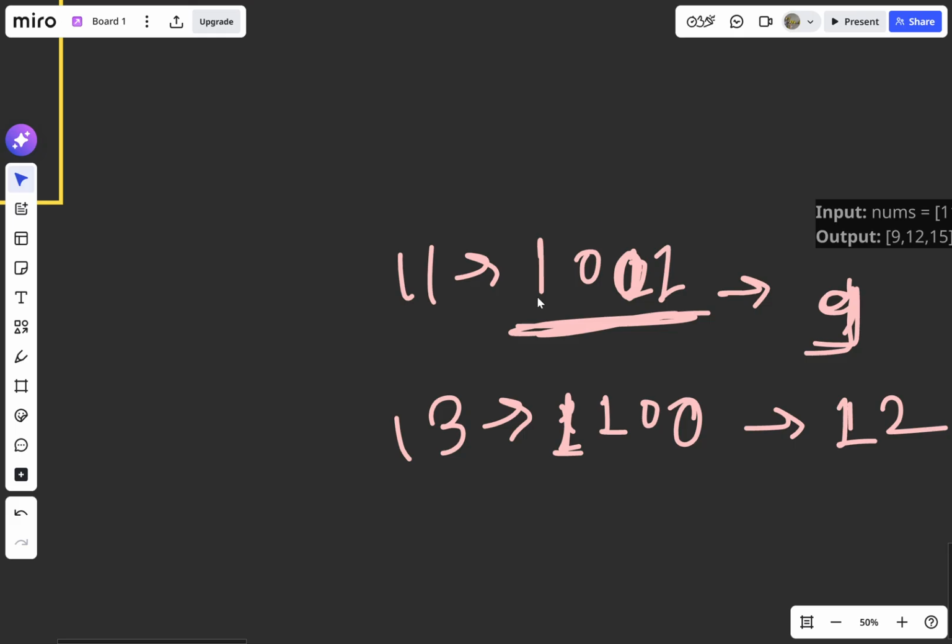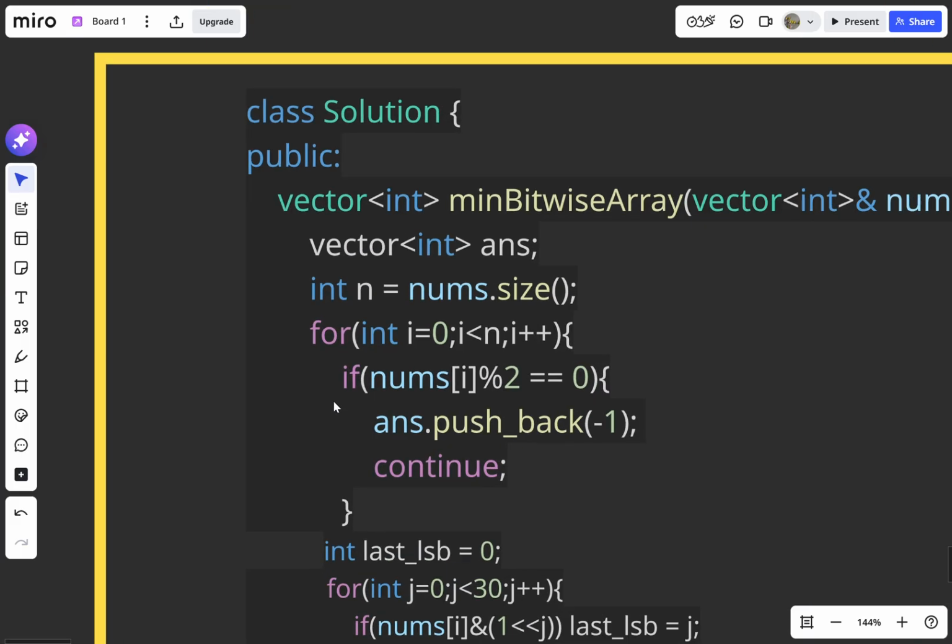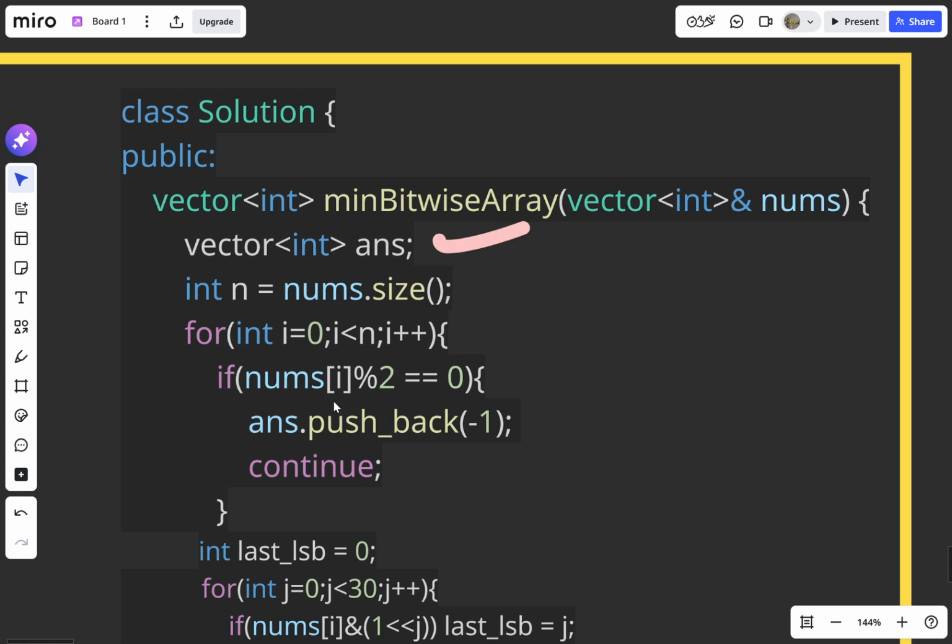Now let's see our solution. Firstly we will create the answer array where we are storing the answer. Then we have nums.size, which we have only used for initializing. Then we have this for loop for getting the answers.